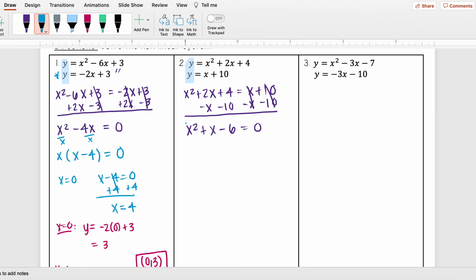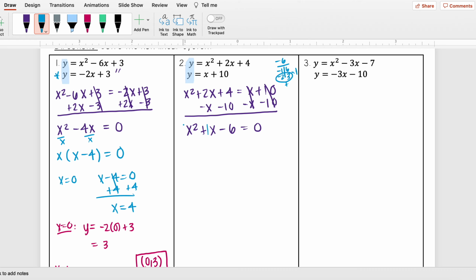Since my a is equal to 1, I'm looking for two terms that multiply to negative 6 and add to equal 1. So since I'm adding to a positive number, my smaller number needs to be negative, so I have negative 1 and 6, negative 2 and 3. And I see that negative 2 plus 3 equals 1.